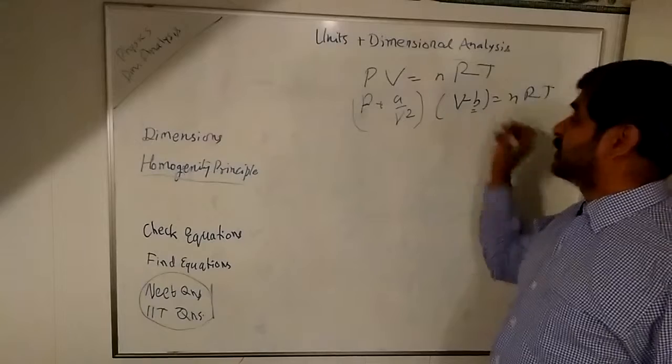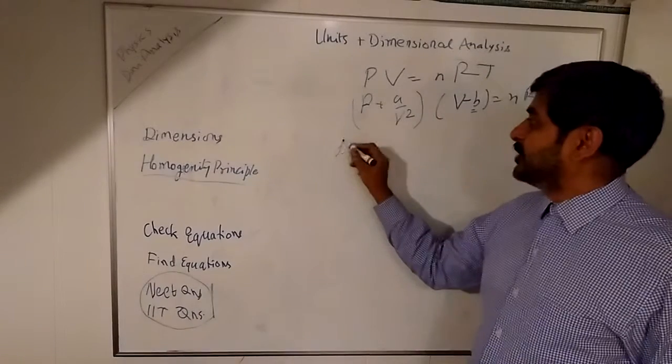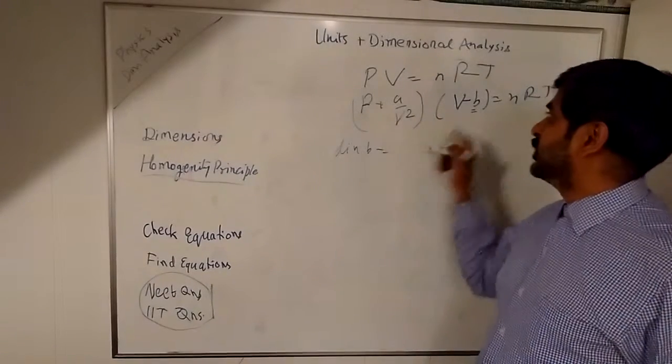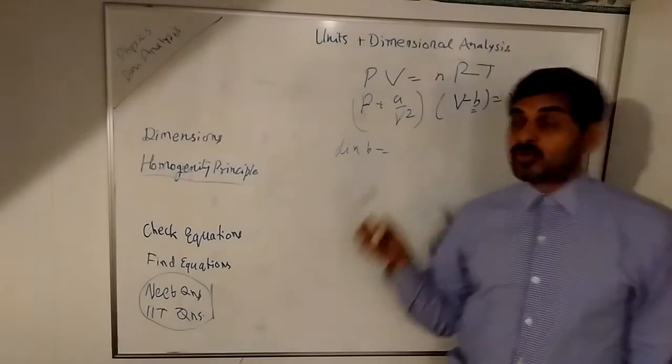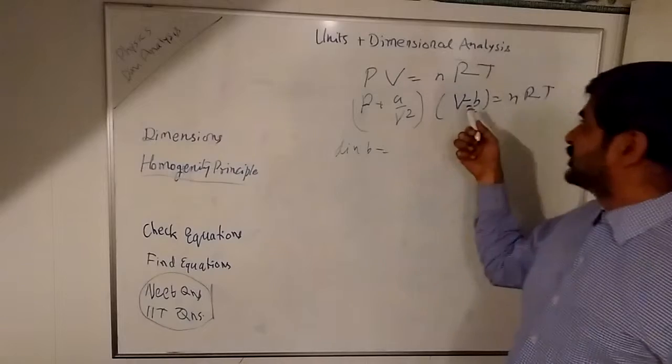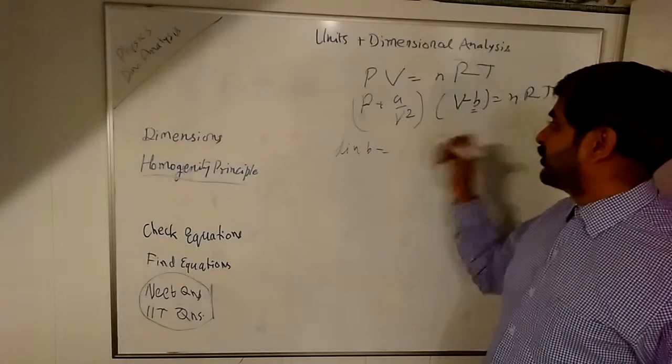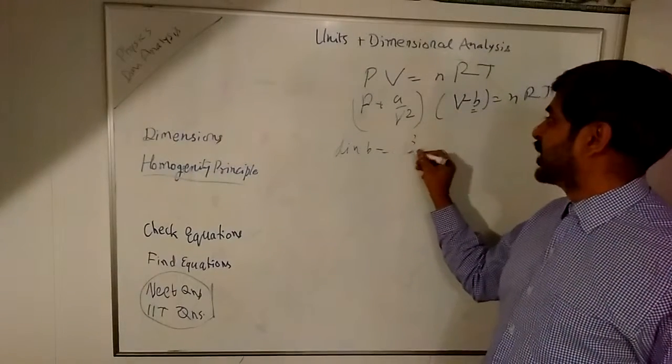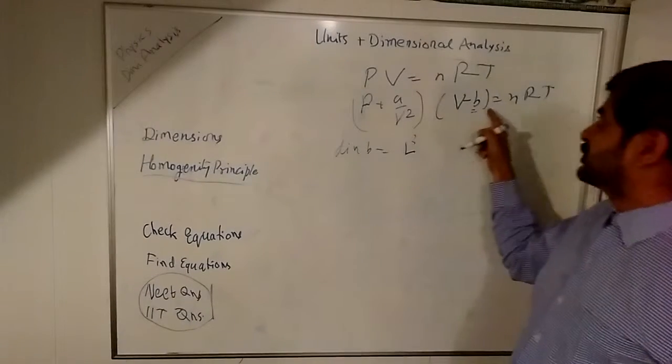Now we need to find out the dimensional formula of V. The dimensional formula of V will be equal to the dimensional formula of volume. We can only subtract volume from volume, so the dimensional formula of V will be the same as the dimensional formula of volume, and the dimensional formula of volume is length cube, length multiplied by length multiplied by length. So this is part number A.